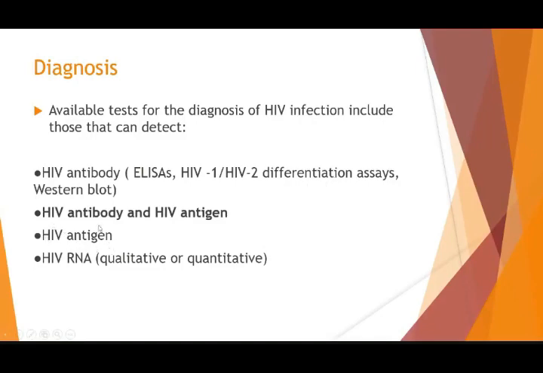The HIV antibody and antigen is a combination immunoassay. So in this test, we detect the HIV antigen and the antibody at the same time, a combination immunoassay. These are differentiation immunoassays. We can differentiate HIV1 from HIV2, or just the HIV antigen alone, or the HIV RNA alone.